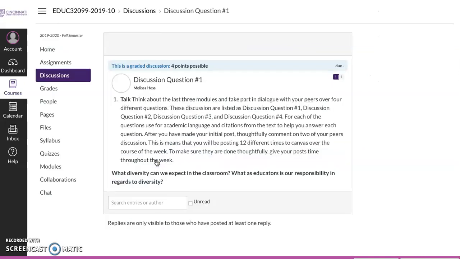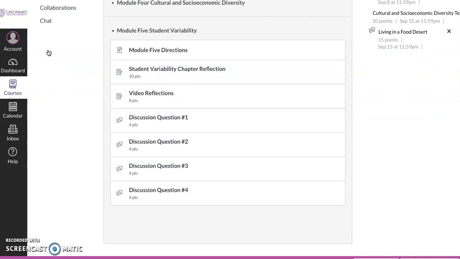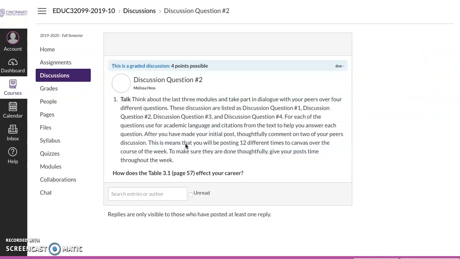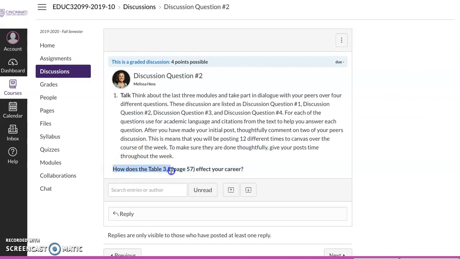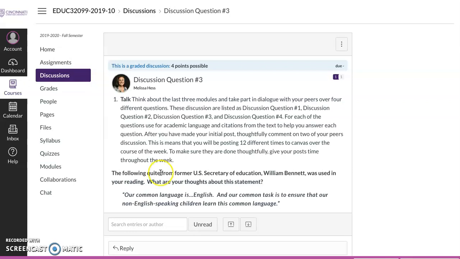So if you click on it, discussion question number 1: what diversity can we expect in the classroom? What, as educators, is our responsibility in regards to diversity? You are thinking about that in terms of ethnicity, of ability. You are really thinking about diversity in every realm possible. Question number 2: how does table 3.1 on page 57 affect your career? Look at it. Think about it. What does that mean for you as an educator within the next couple years?